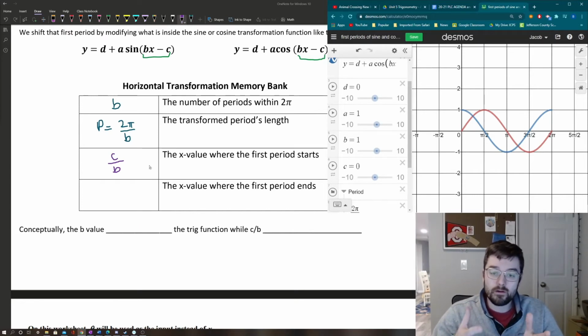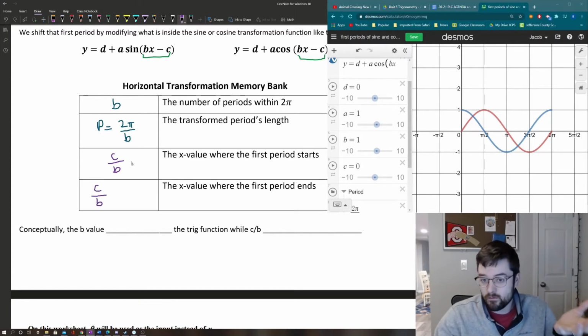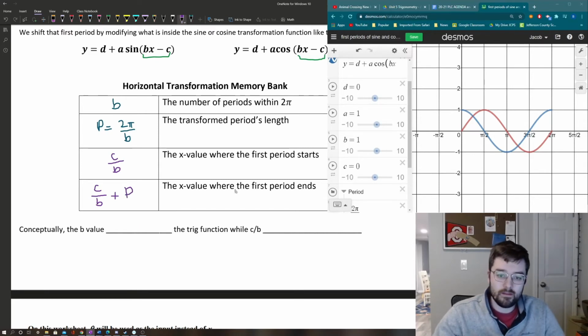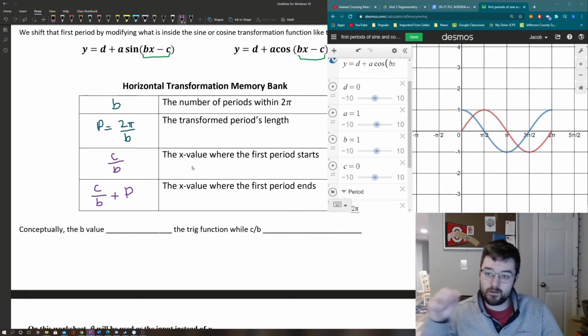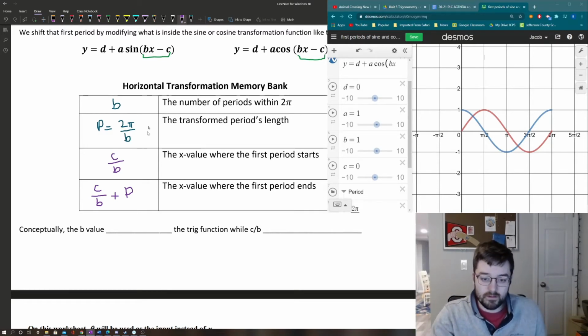And if we want to know the x value where the first period ends, then we'll take C divided by B, where we start, plus P, so plus our period length. And then we can see where the first period ends. So it's really important to notice where certain things finish their cycles, where certain revolutions begin and end.